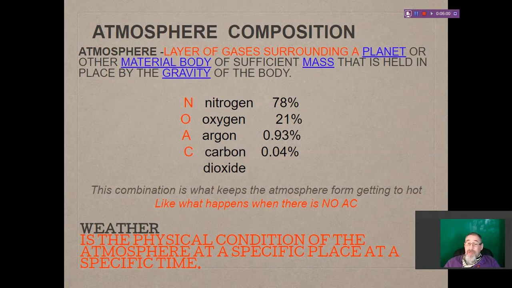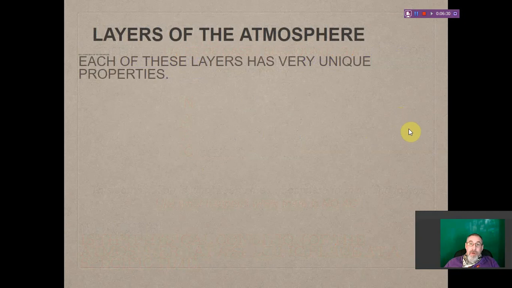Weather is the physical condition in the atmosphere at a specific place and time. So if I say, what's the weather like outside today? And you look out the window and you see a whole bunch of clouds, that moment in time in that place is what describes the weather. And it occurs in the atmosphere, specifically one particular part of the atmosphere that we're going to find out in just a little bit.